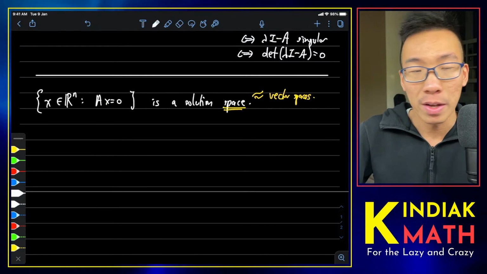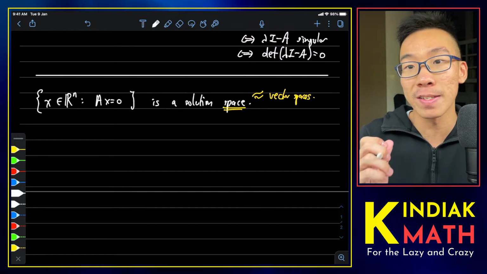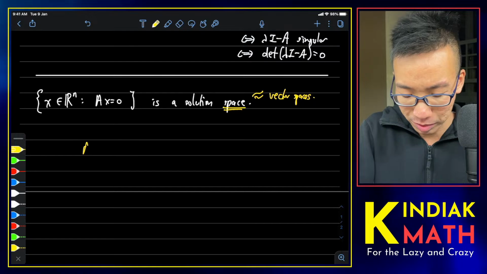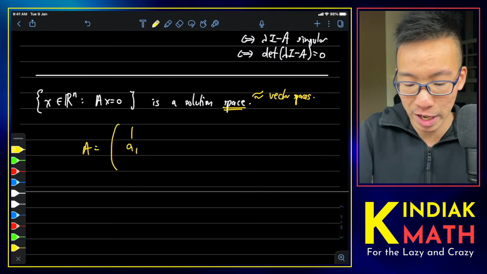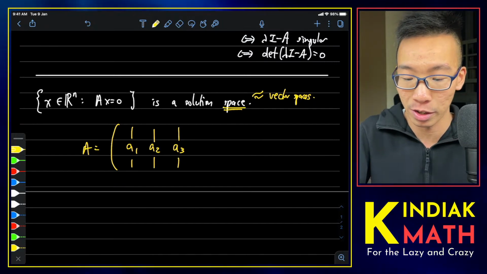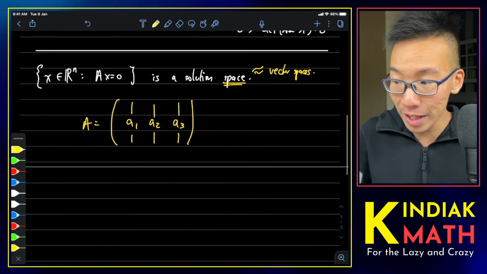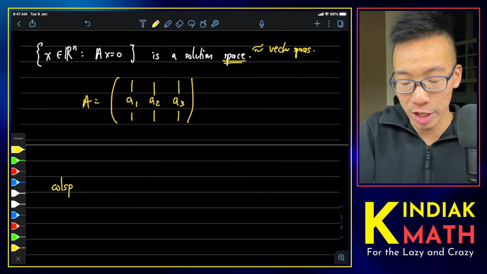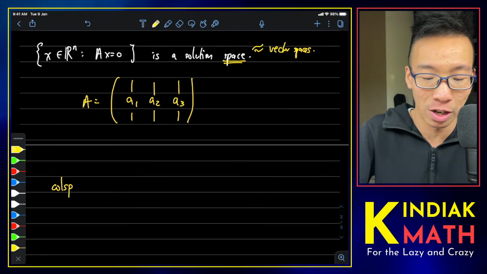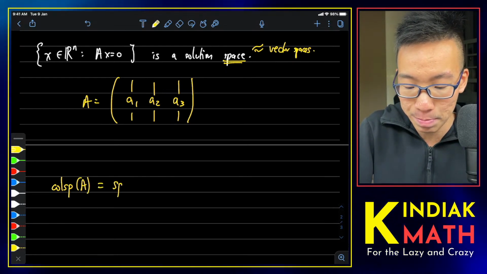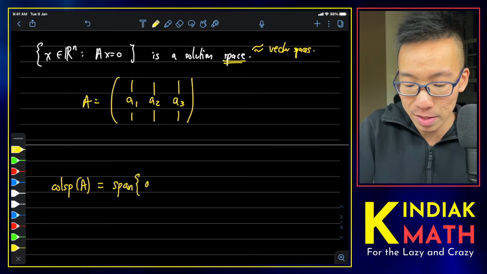So it's interesting because the column space is something that you guys are already familiar with. Okay, so what do I mean? We'll let A be the matrix with columns A1, A2, and A3. Of course, you can generalize accordingly. So what is the column space of A? I'm going to use this notation, my personal notation for the column space of A. Math people are really lazy. It's essentially the span of the columns of A.